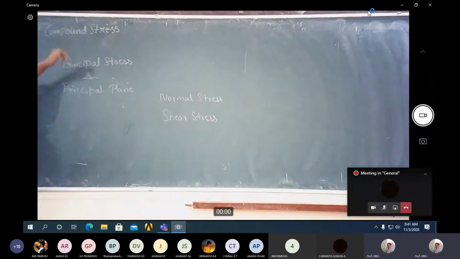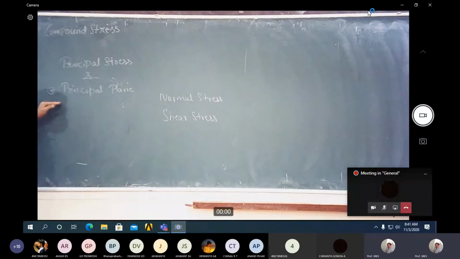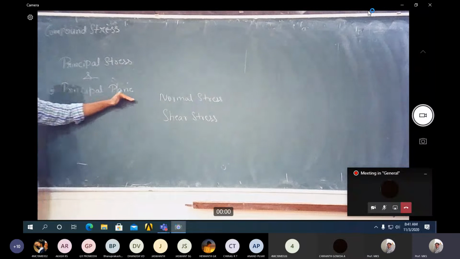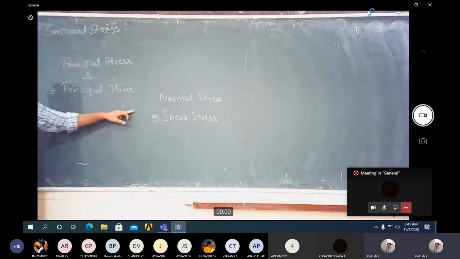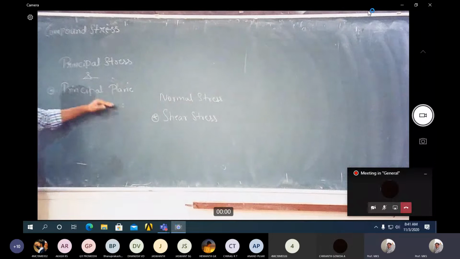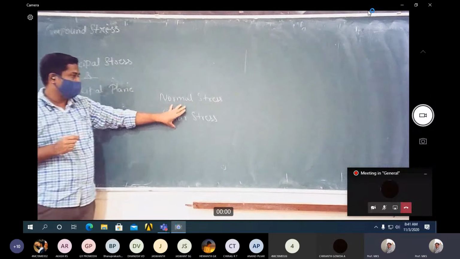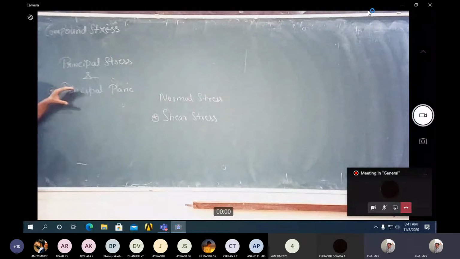First, we'll tell the definition of a principal plane. A principal plane is the one where no shear stress exists. It does not contain a shear stress. If there is no shear stress, there may be a normal stress, compressive or tensile. If there is only a normal stress, other than shear stress, then we call it a principal plane.